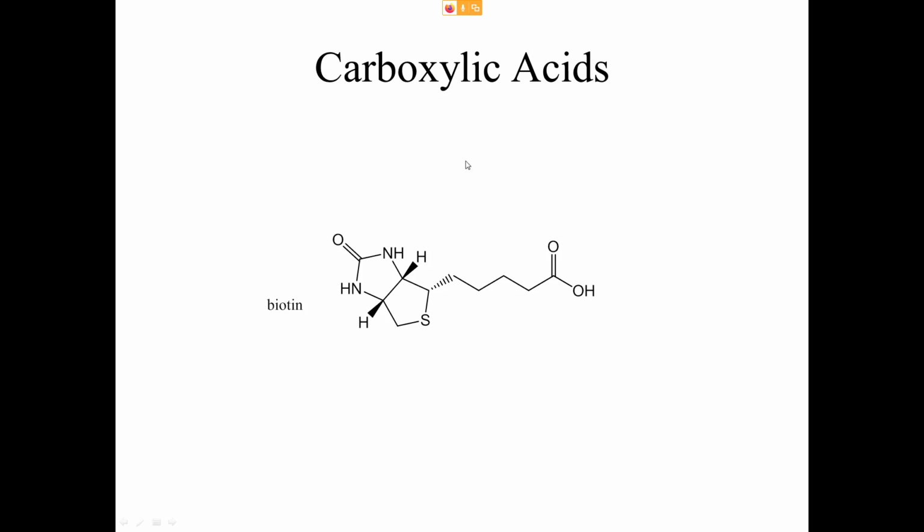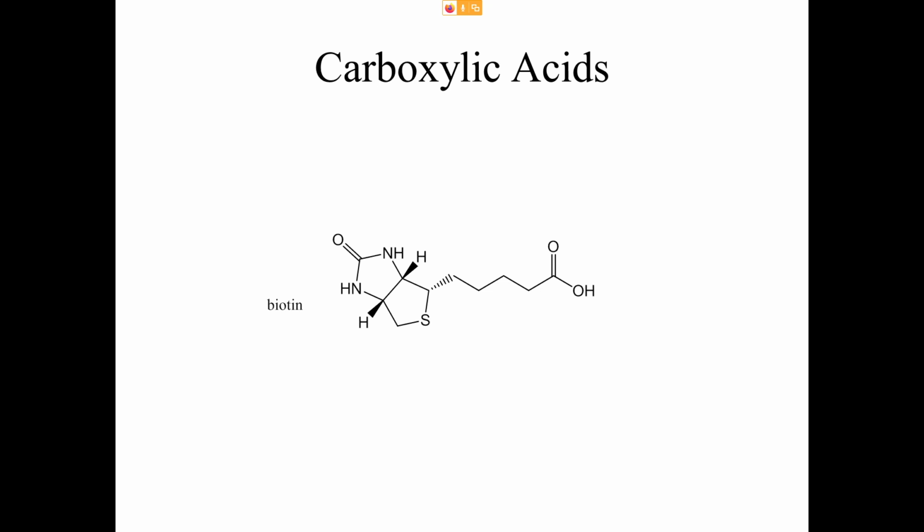Okay, so here's an example of a biological molecule where you're going to find carboxylic acids and many other features. This is called biotin. It's one of our cofactors we need in carboxylation reactions in the body, which we'll talk about later. But this molecule has some features you've seen.